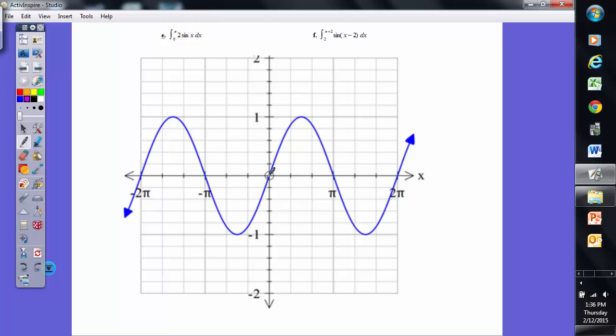2 sine x just means it's twice as high. So the area is doubled. So this just equals 4. And then sine of x minus 2.